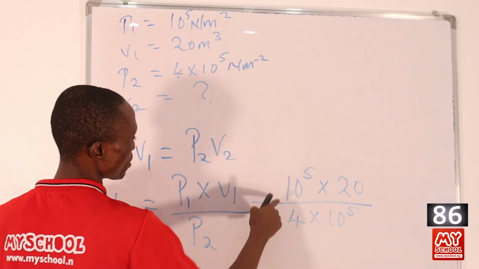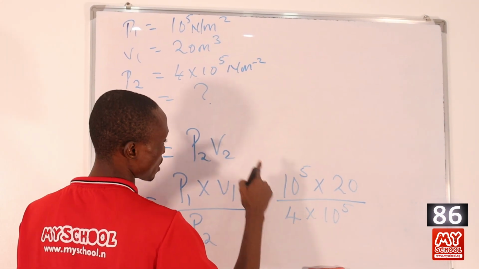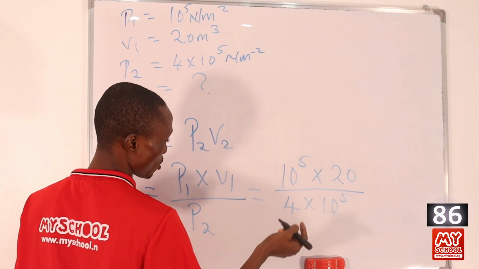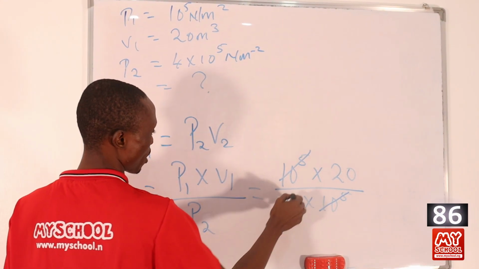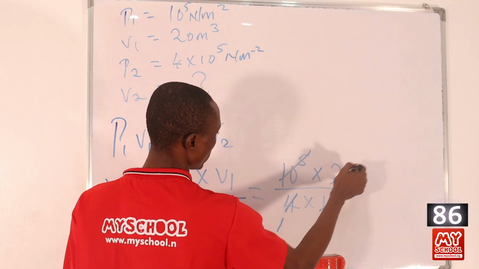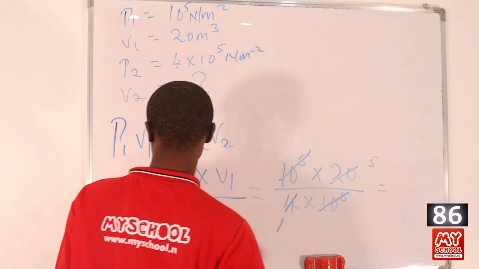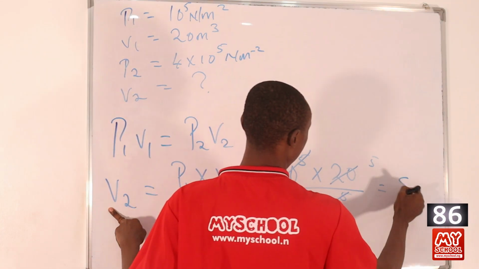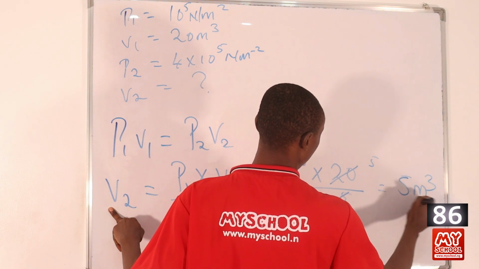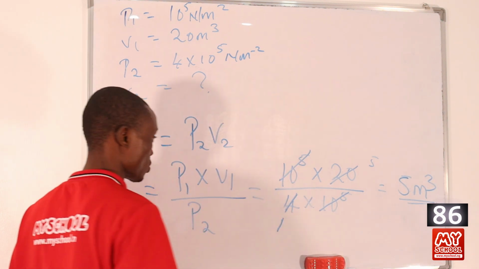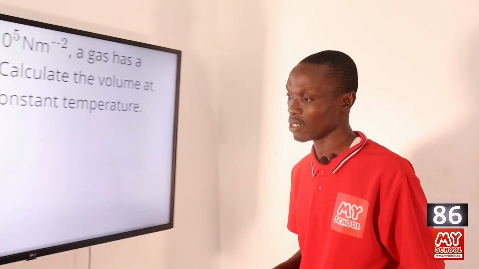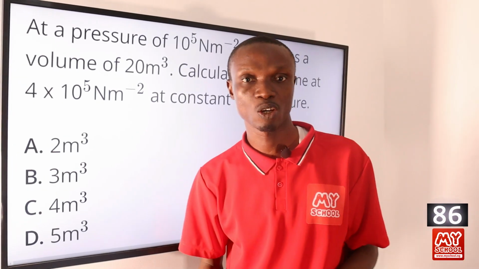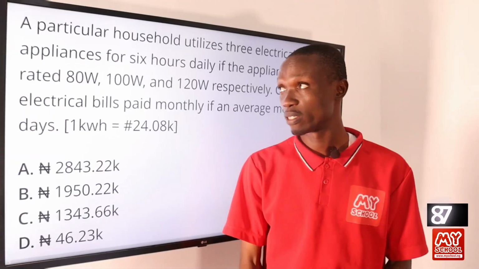Remember that this 10 raised to power 5 is still the same as 1 times 10 raised to power 5. So we cancel out the 10 raised to power 5. 4 here is 1, and 20 here becomes 5. So V2 is equal to 5 meter cube. Let's return to the screen to pick the correct answer to this question, and that is option D, 5 meter cube.